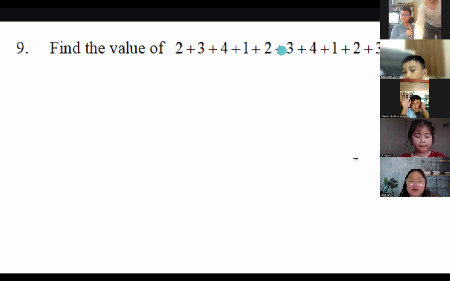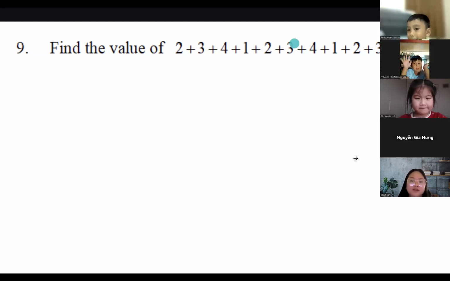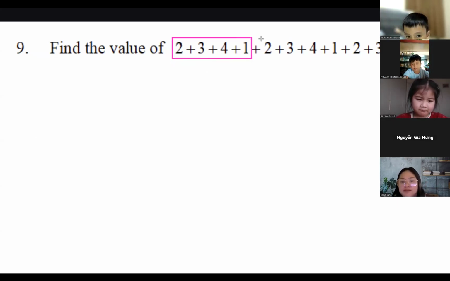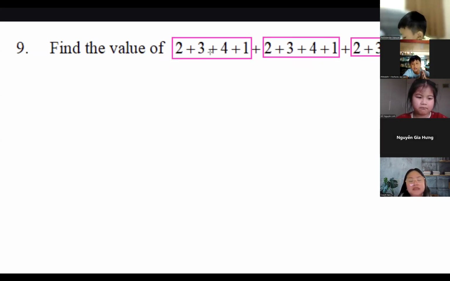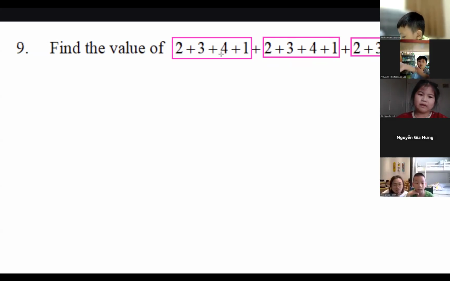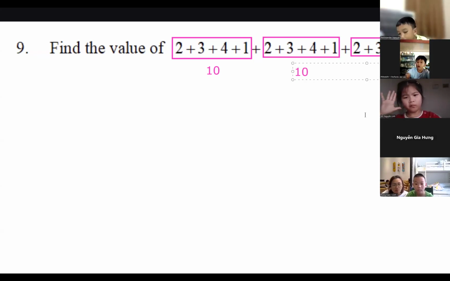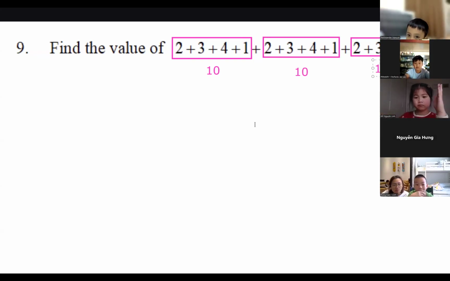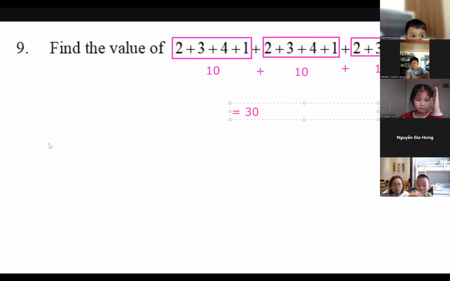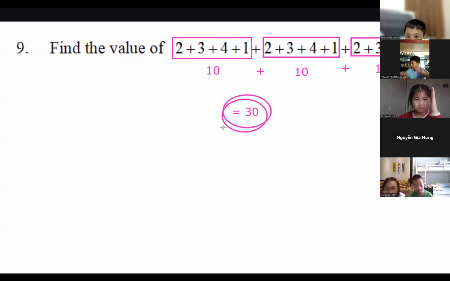Okay. Find the value of this one. So, what are we gonna do? If you notice, the numbers 2, 3, 4, 1 keep on repeating, right? 2, 3, 4, 1, 2, 3, 4, 1. So I'm just gonna solve one of these. 2 plus 3 plus 4 plus 1 is equal to 10. That means the other 2, 3, 4, 1 are also equal to 10. So this is 10, 10, and 10. If you add them all together, 10 plus 10 plus 10 is equal to 30. And that's the answer.